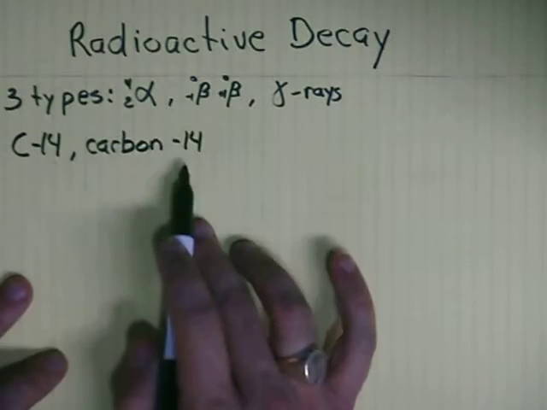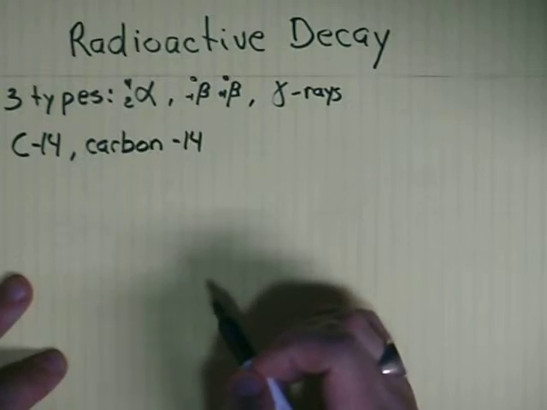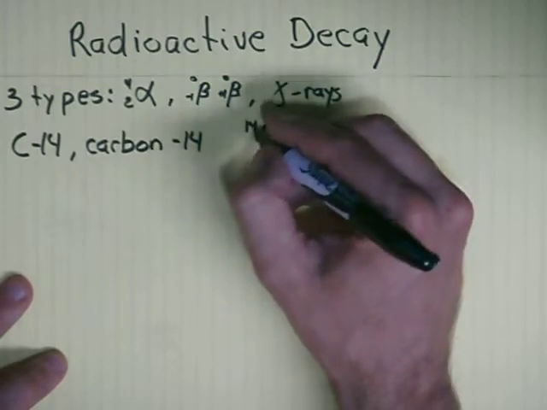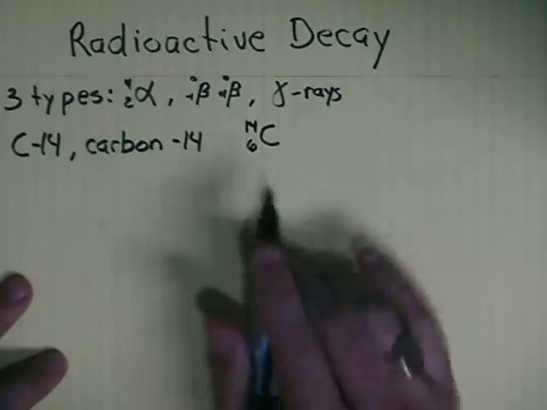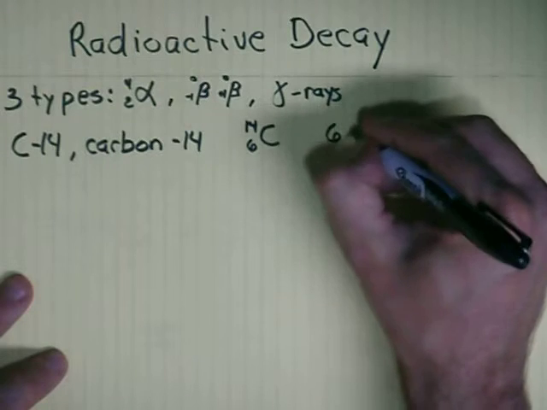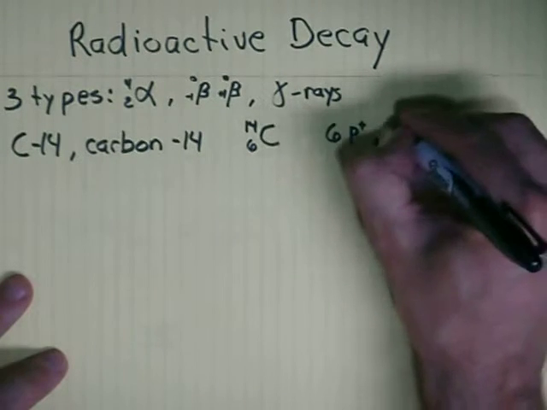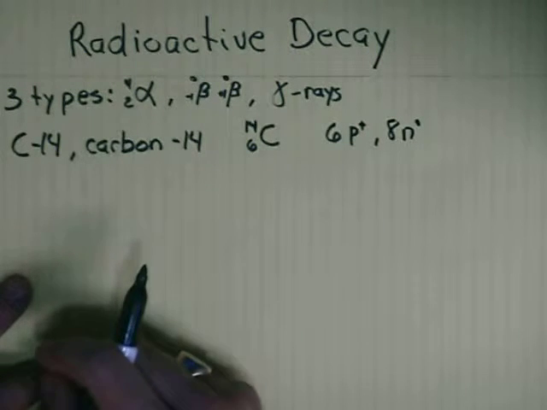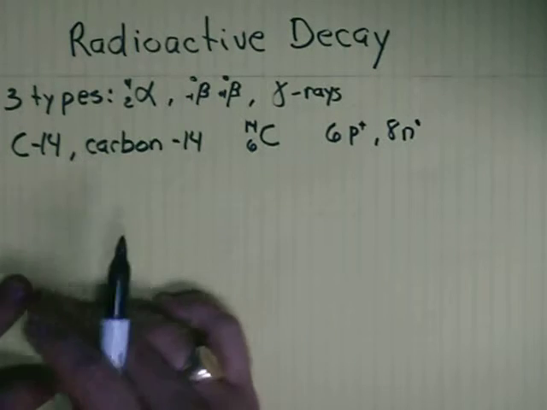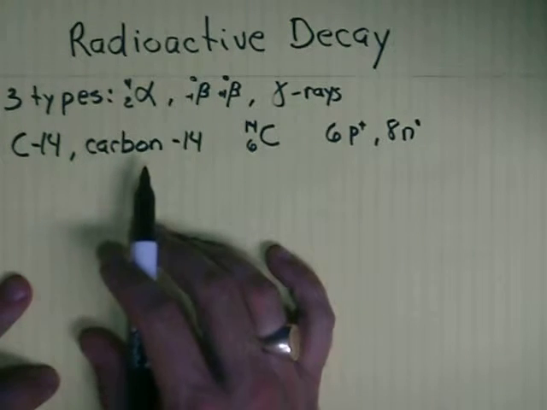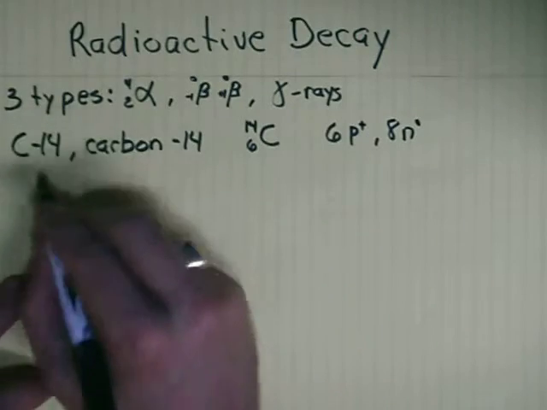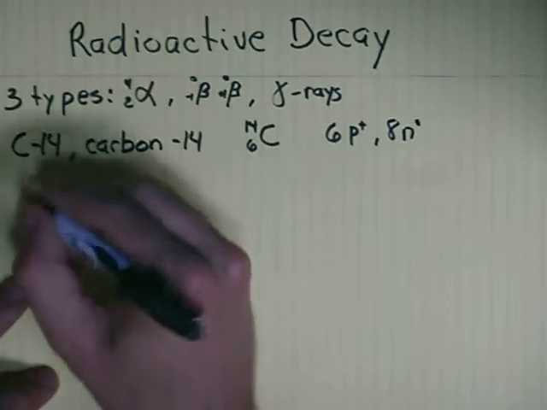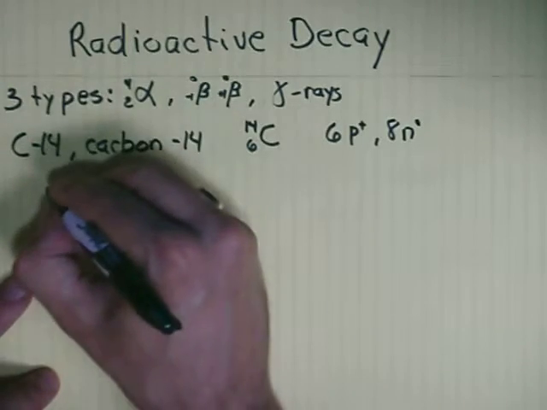What that carbon-14 tells us is that there's a mass of 14, and because it's carbon, look on the periodic table, 6 protons. So that means we have 6 protons, 8 neutrons. And what happens with carbon-14 when it undergoes radioactive decay is that it gives off a beta particle.